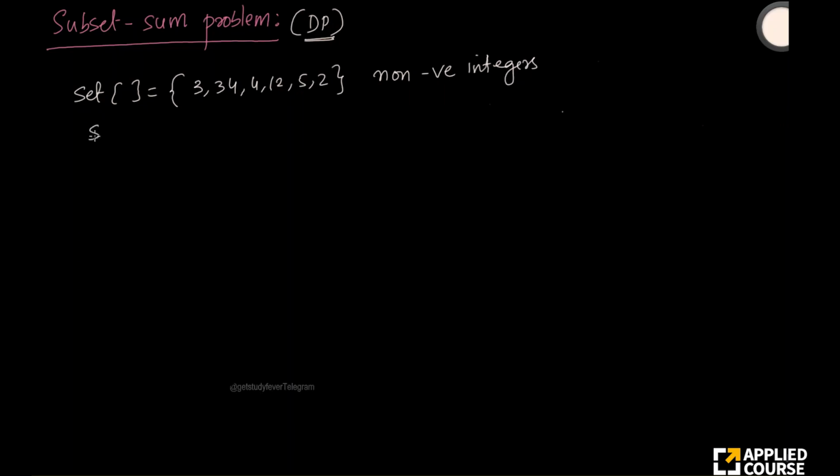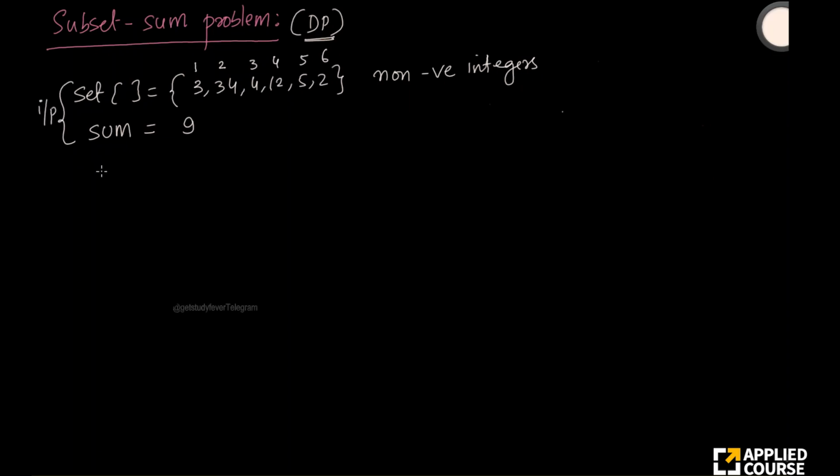And let's assume I'm also given a variable called sum, which is also a non-negative integer, let's say 9. So this set contains item 1, item 2, item 3, 4, 5 and 6. These are the items in the set, and the sum given to me is 9. Now, all this is the input.